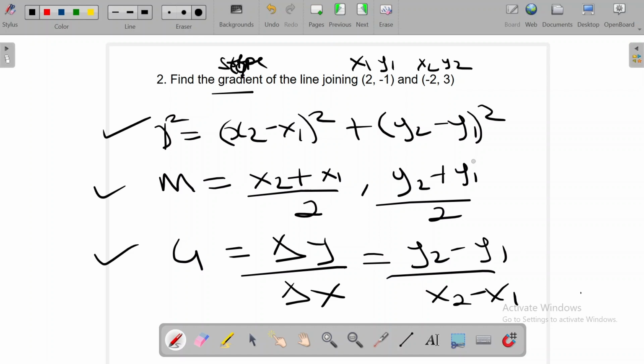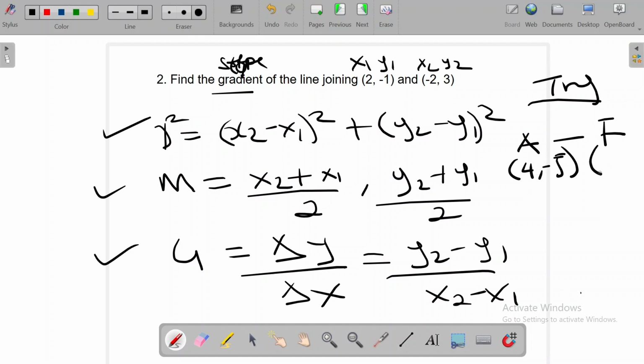So if you don't understand what I've explained, you can try this using coordinates A to F. A can have a coordinate 4, -5, and F can have a coordinate 6, -7.